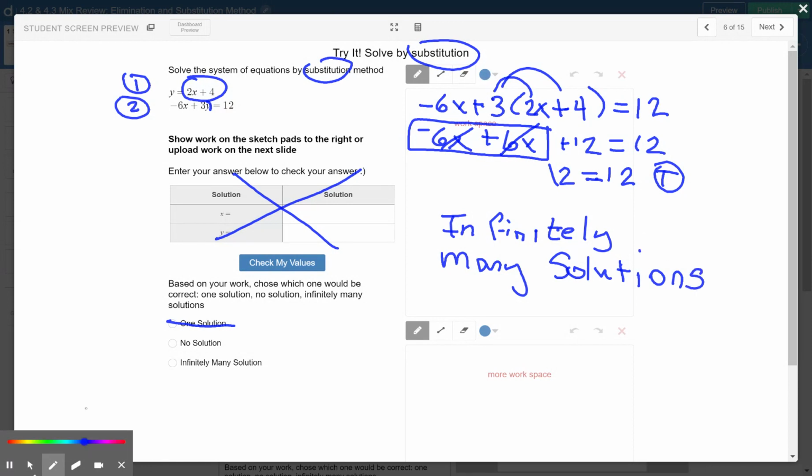So let's just confirm. We got that right. Now, if you got a false statement, then it would be no solution. So a true statement is infinitely many, false would be no solution.